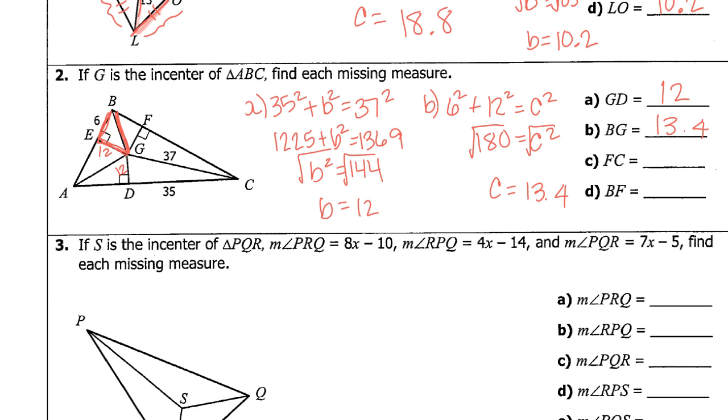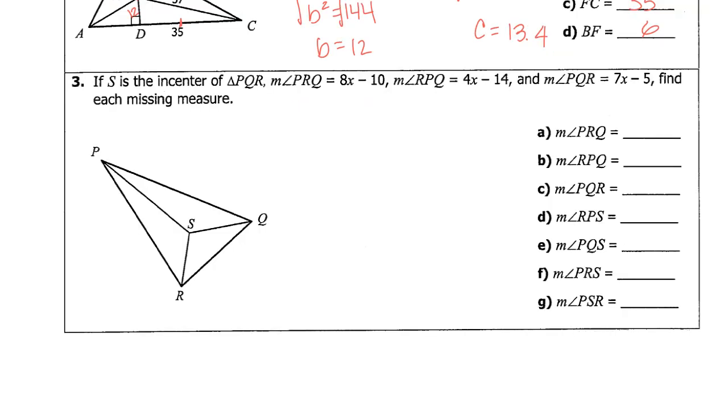Now I need to find the length from F to C. Well, remember that that is the same as the length from D to C, so it's also 35. And then I need to find BF. BF is the same as BE, therefore it's 6.